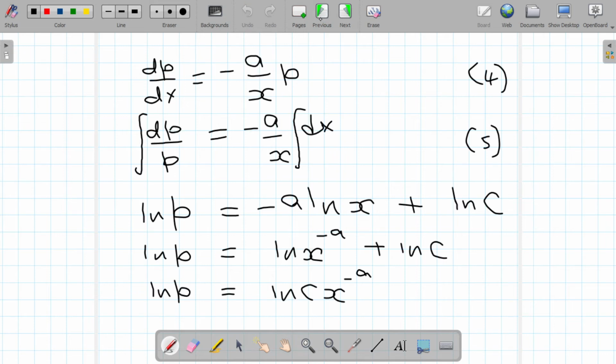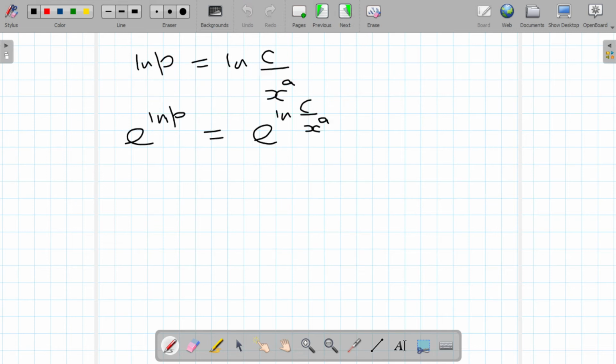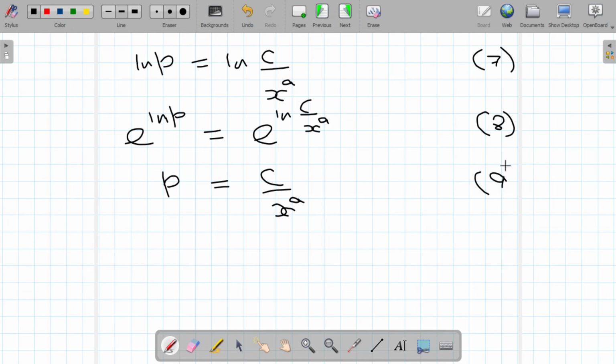So we'll call that equation 6, and we'll just go onto the page we're on. So that's equation 7, and this is equation 8. So the exponential of a logarithm of a number, say, is just that number. So in this case, we have e to the log of p, which is just p. And that's equal to e to the log of c over x to the a, which is just c over x to the a. And we'll call that equation 9.